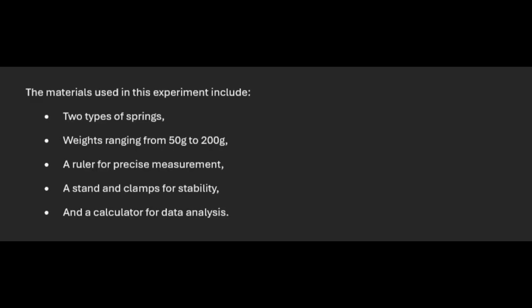X. In this experiment, we will be utilizing two types of springs, weights ranging from 50 grams to 200 grams, a ruler for precise measurement, a stand and clamps for stability, and a calculator for data analysis. Now I will be explaining to you the step-by-step procedure of this experiment while simultaneously showing me and my lab partners conducting the experiment.